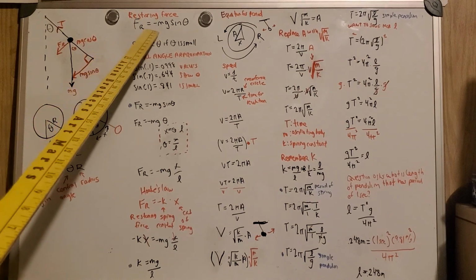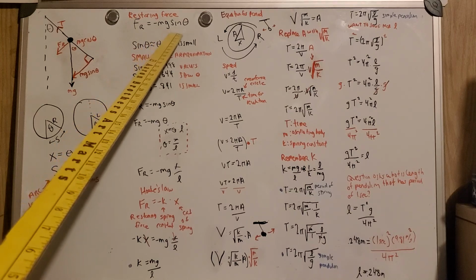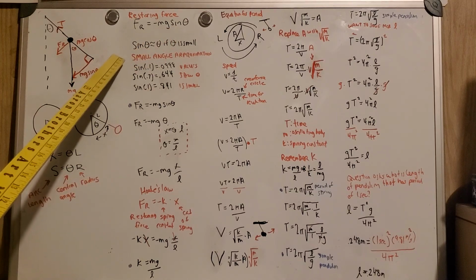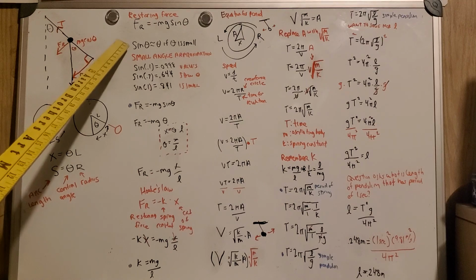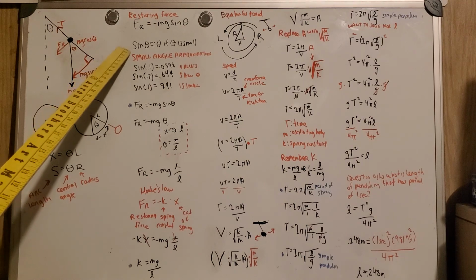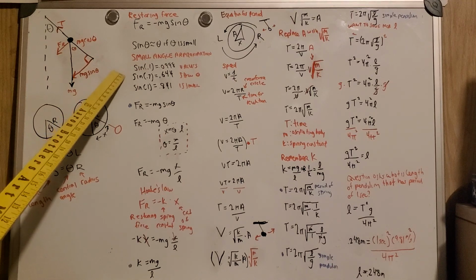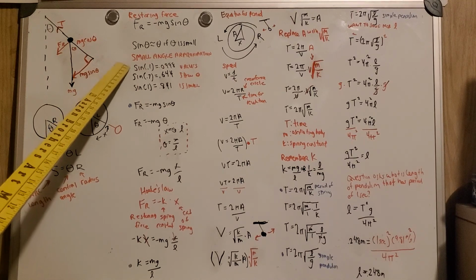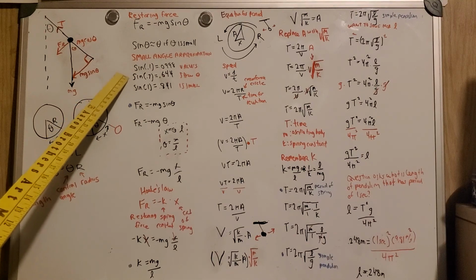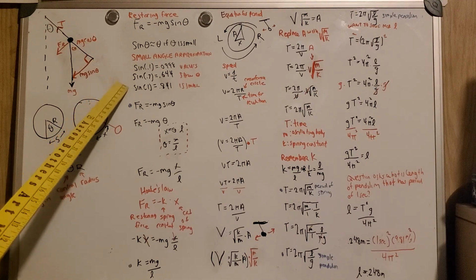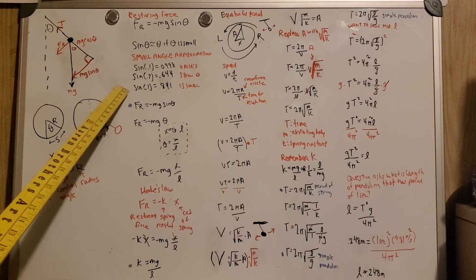From here, in our restoring force equation, we can apply the small angle approximation, which says sine theta is approximately theta, only if theta is small. To give an example, we'll put our calculators on radian mode. We plug in sine 0.1 is equal to 0.0998. Sine 0.7 is equal to 0.644. And sine 1 is equal to 0.841.